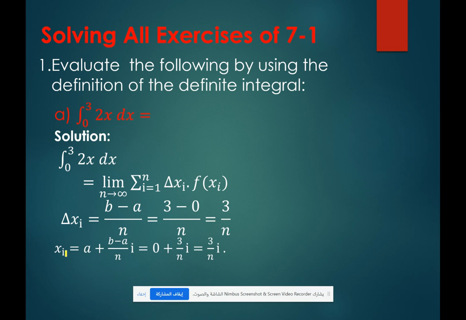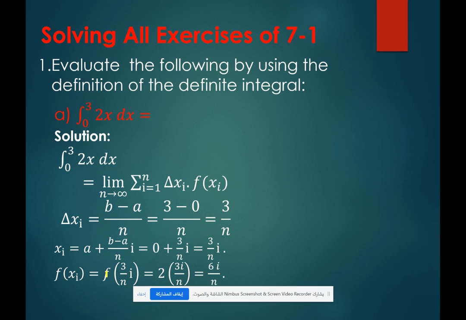To find the length now, you need to find xi first, which can be found by the following rule: a plus (b minus a) over n times i, equals 0, because this is the value of a, plus 3 over n, which is taken from here, multiplied by i, equals 3i over n. Then take the value of xi and replace it in the whole function. That means you are going to multiply it here by 2. This is how to replace it.